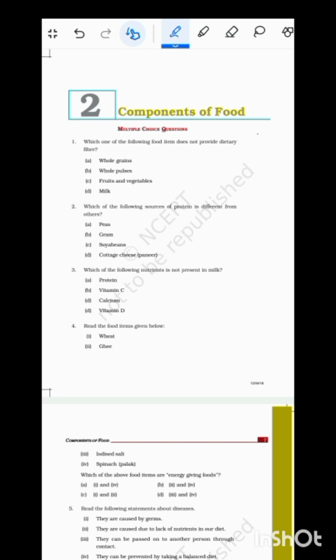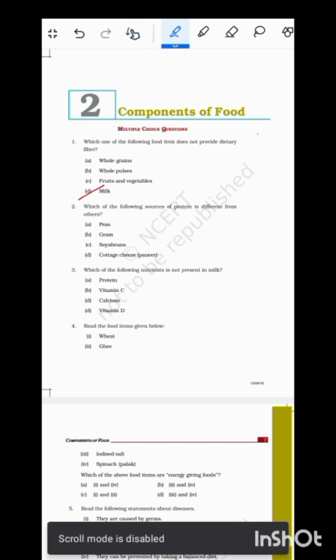First question. Which one of the following food items does not provide dietary fibers? We already know that whole grains, whole pulses, fruits and vegetables all contain dietary fiber. Another name for dietary fiber is roughage. So the right answer would be option D, milk.